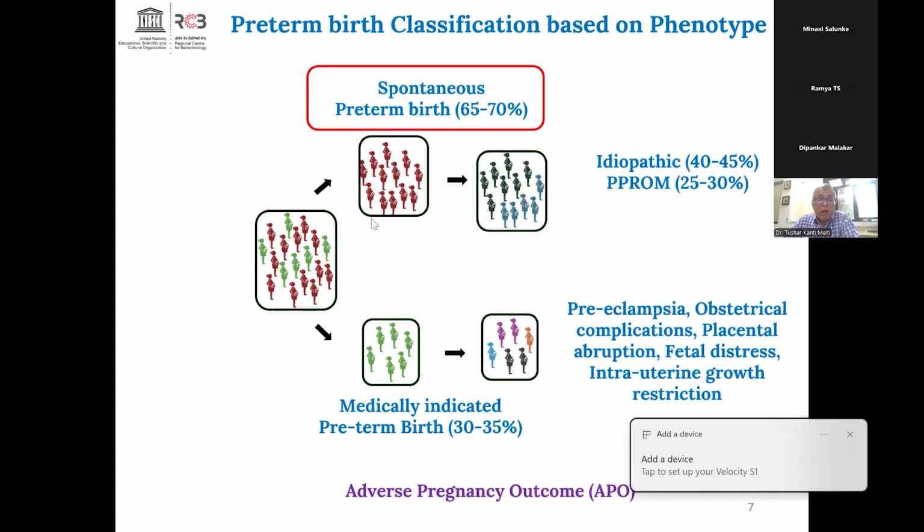The other category is called medically indicated preterm birth, which is largely related to conditions like preeclampsia, obstetrical complications, placental abruption, fetal distress, and intrauterine growth restriction.